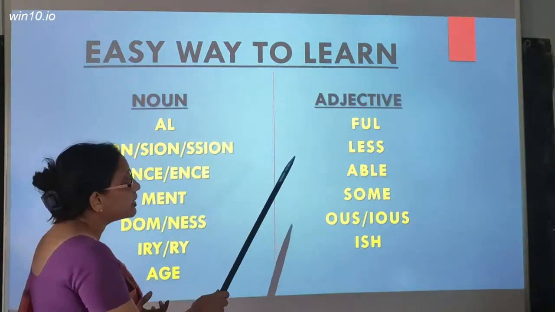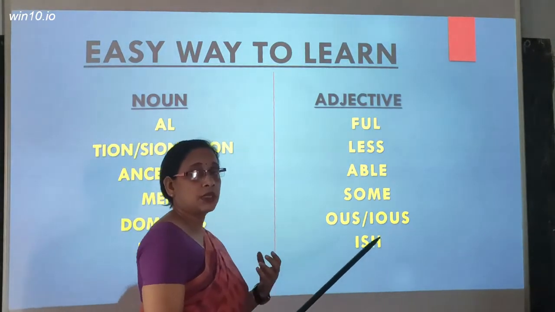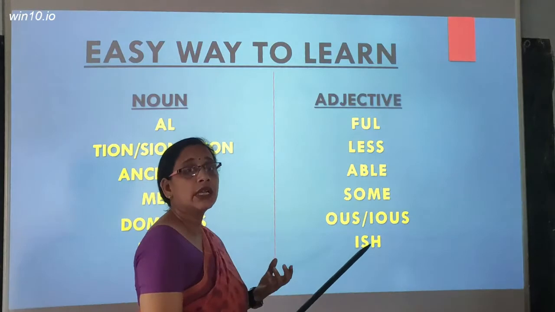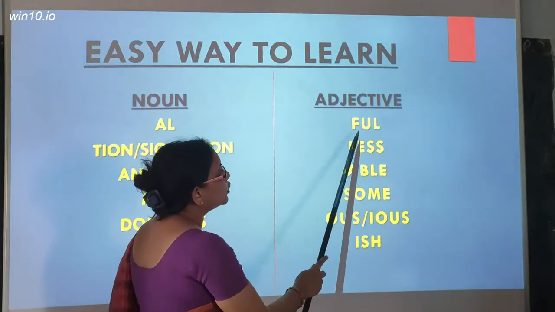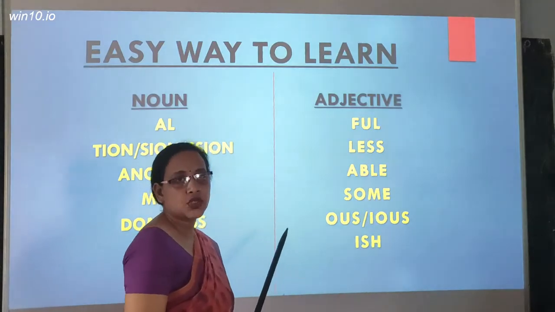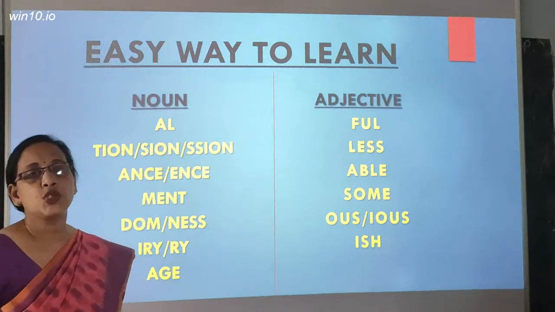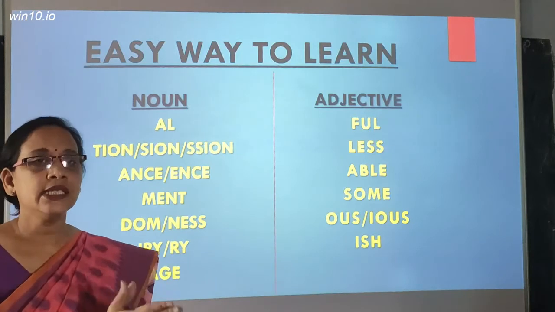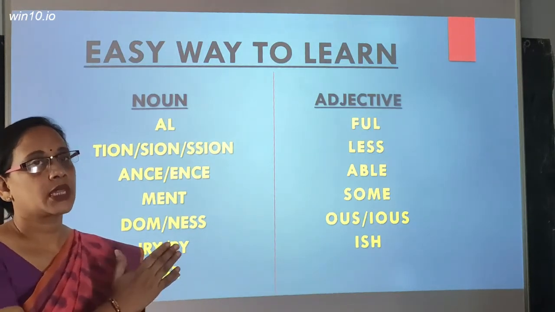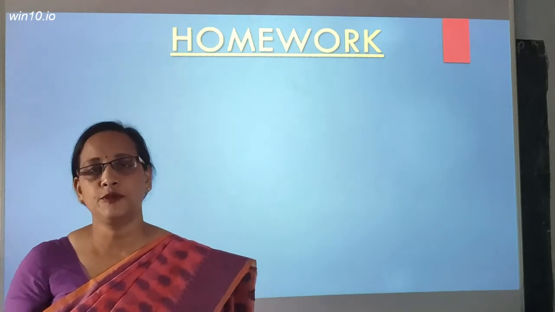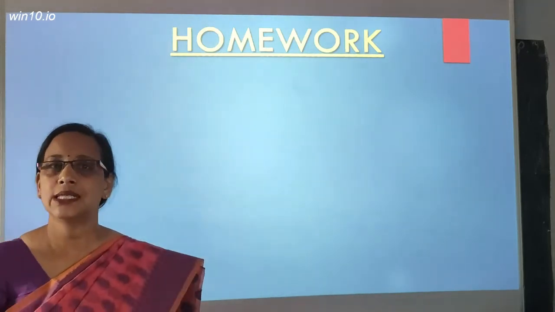And there are some suffixes you can add to primary words, and these syllables will make adjectives. And these syllables are ful, less, able, some, ous, ious and ish. So this is the procedure by which you can make some more suffixes. By adding these syllables, you can make nouns. Now this is all about word formation. I hope you all will understand the chapter.